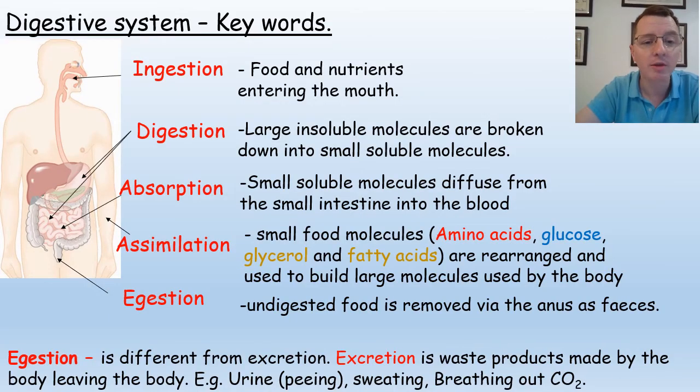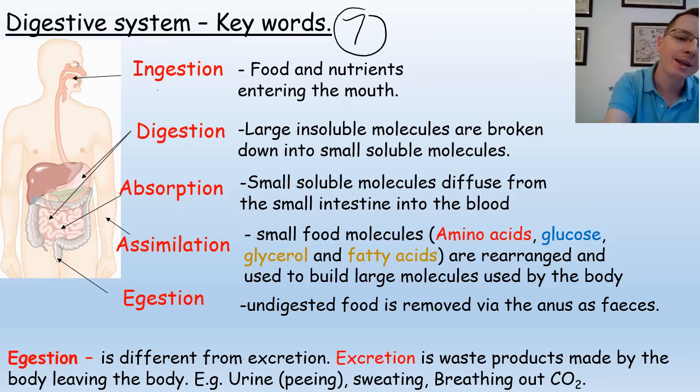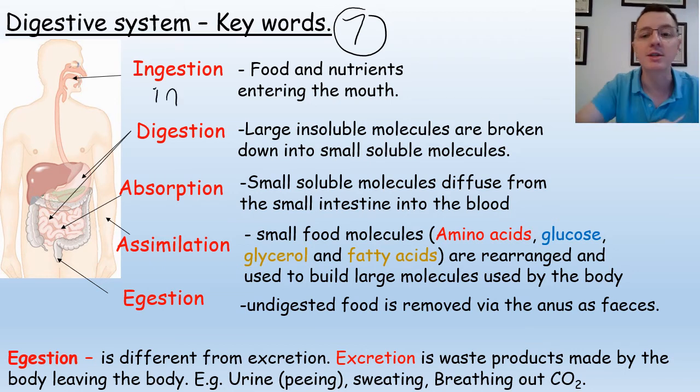So before we get on to looking at the organs of the digestive system, first of all, we need to consider 7 very important key words. And these words have very specific meanings, but they are easy to confuse. So you need to be able to memorize each meaning and use them and apply them in your exams. So the first one is ingestion. And that's when food and nutrients enter your mouth.